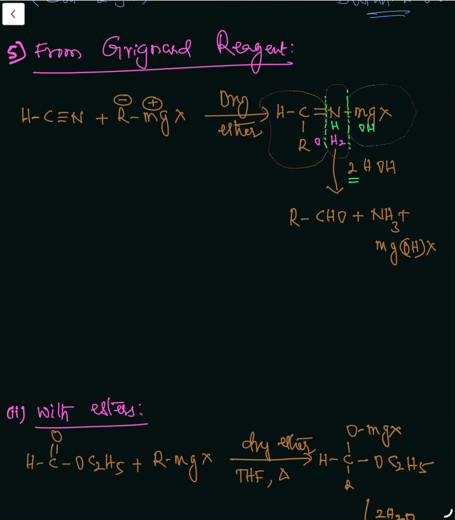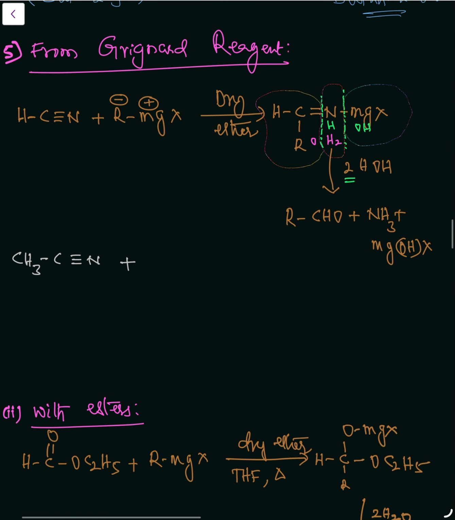Now I'll write one equation. For example, if you are taking CH3C≡N, right? This is nothing but what? Methyl cyanide, you can say, which reacts with R. In place of R, let us take one alkyl group, CH3Mg.